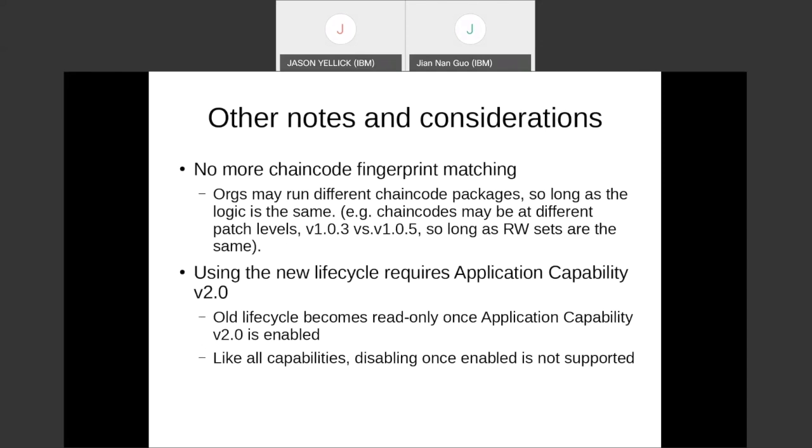So a few other notes and considerations. One thing that is either a feature or, I won't say a bug, but a problem for operators that you may have run into is this notion of chain code fingerprint matching. If you've ever tried to package the same chain code multiple times and install it on different peers, what you'll often find in your logs is this chain code fingerprint mismatch error.